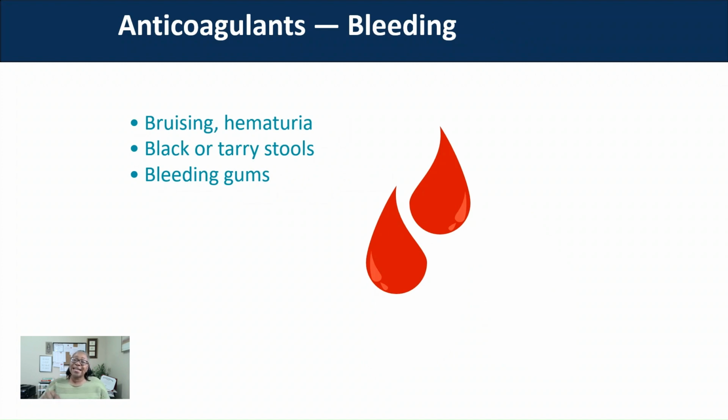Anticoagulants. The dangerous side effect or adverse effect is bleeding. So early warning signs would be bruising, hematuria, black tarry stools, bleeding gums. Because the trap is students assuming that mild bleeding is expected, and it's not. The NCLEX wants you to think that any unexplained bleeding is concerning. Okay?